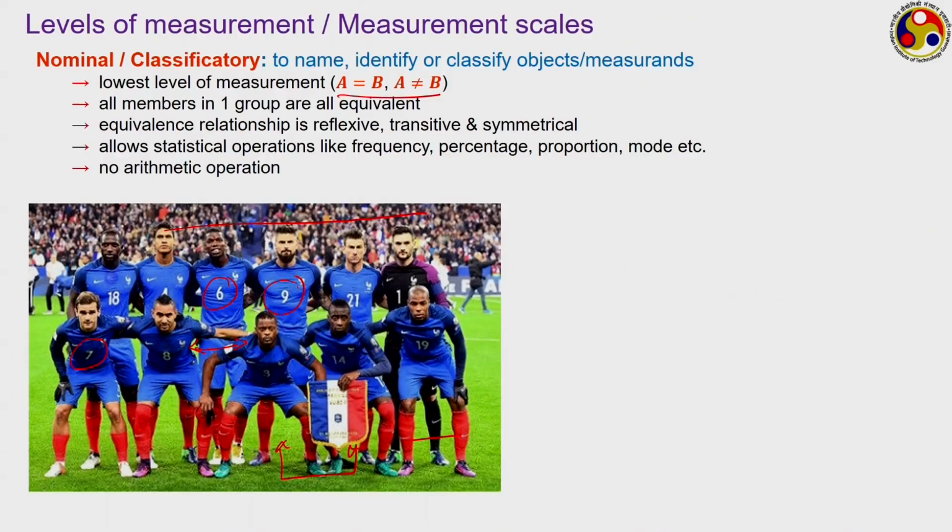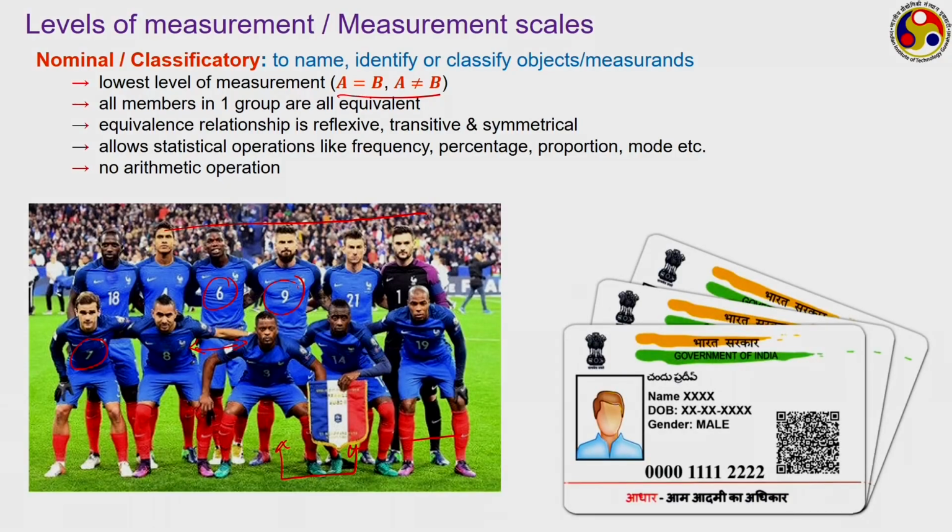It is going to allow only very few limited statistical operations like frequency, percentage, proportion or maybe the mode. No arithmetic operation like addition, subtraction, multiplication etc. are allowed. Another very good example can be the Aadhaar card that we are using in India, or any such social security cards or social security numbers. Now, the card definitely contains lots of information about you, but the number which has been assigned to you may be a bit random. Basically, this number is not going to say anything about you as a person.